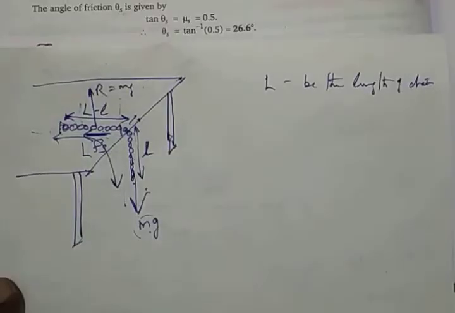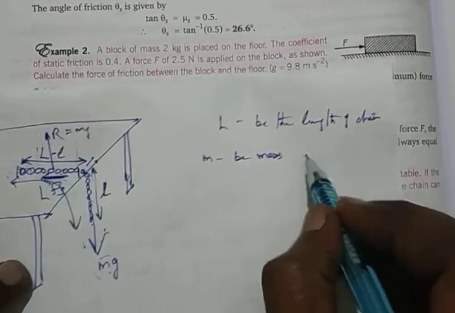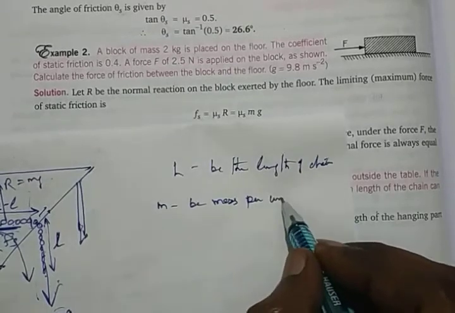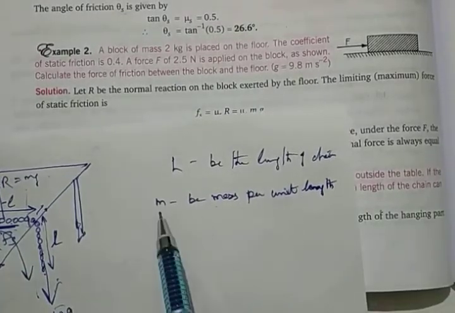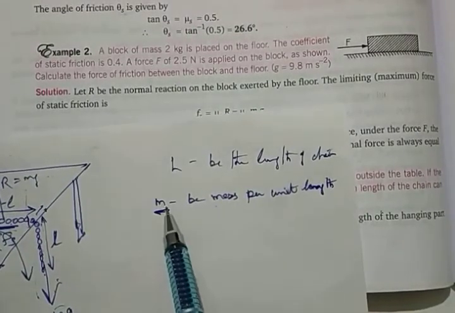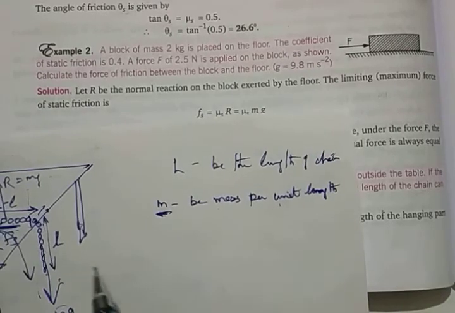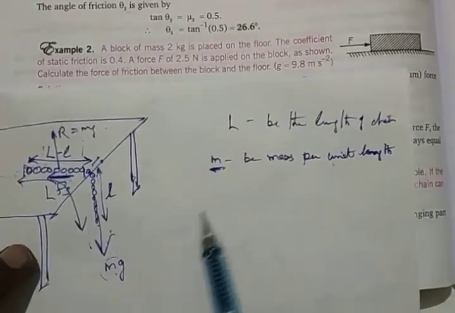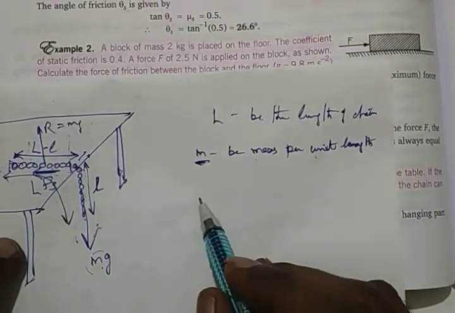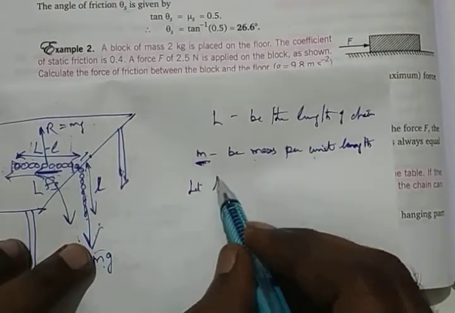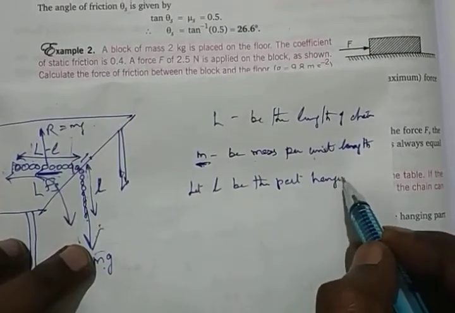The next one is, let m be mass per unit length. This is very, very important. Mass per unit length. Make it very, very clear. This is not just kg, it is kg per meter. Mass per unit length. Alright, so the entire chain will have its m, meaning mass per unit length. Now the next one is, let small l be the part hanging down.